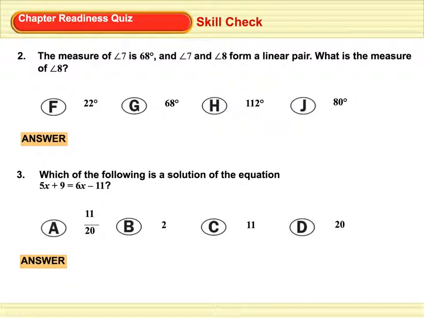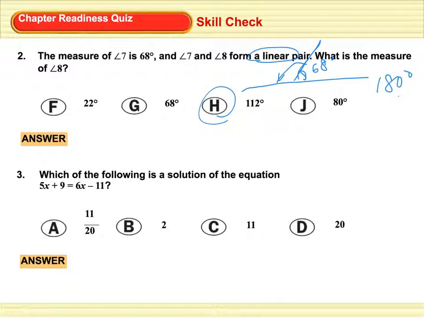Next one, the measure of angle 7 is 68 degrees, and angle 7 and 8 form a linear pair. What is the measure of angle 8? So a linear pair suggests that it's a straight line. A straight line is 180 degrees. So if we already have angle 7, this is a little bit less, but it's about, let's say it's 68 degrees. All we need to do is to use 180 minus 68. We should have this angle, which would be 112 degrees.